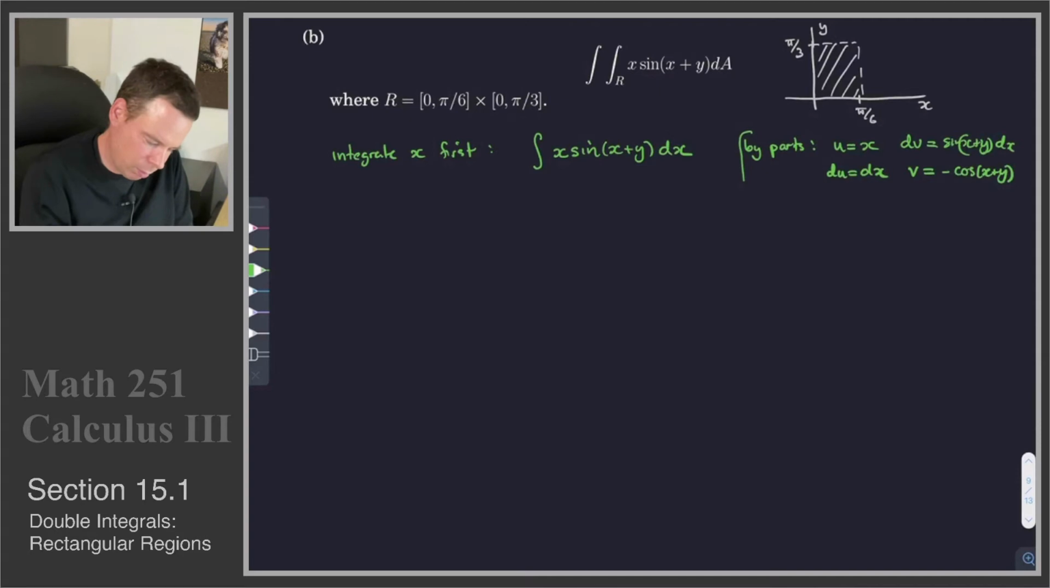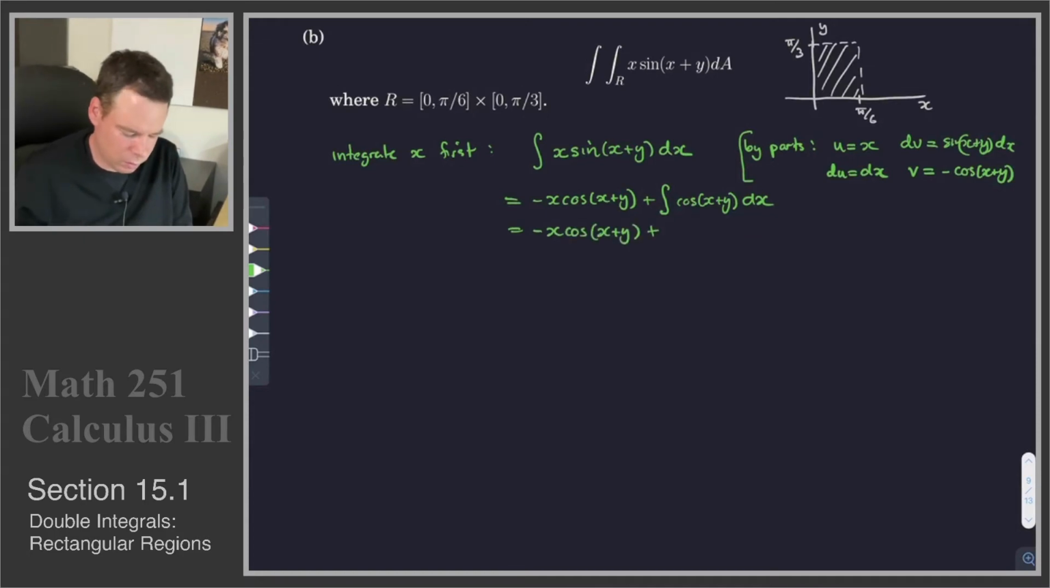So there's our by parts. That means the antiderivative is u times v in this case, so negative x cosine of (x plus y), and then minus the integral of v du. So the two minuses would cancel, and we'd get the integral of cosine of (x plus y) dx. And so we're not quite done yet. There's still another integral to do.